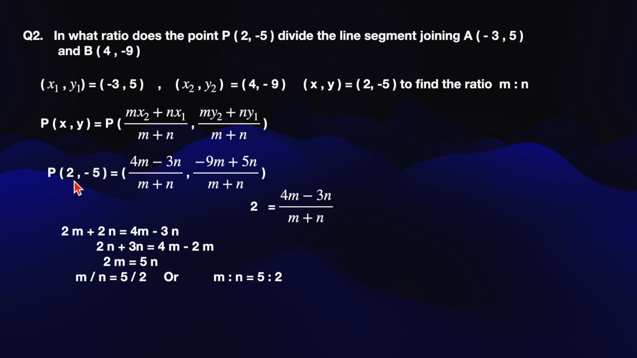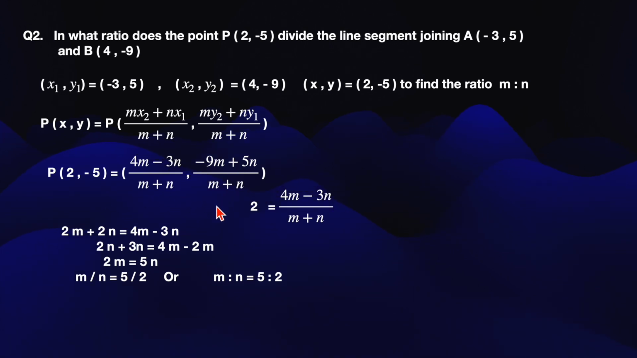So here write down the values of x and y. Here it is 2, and here -5. Then here m we have to find out, so leave it as it is. Write down x2, that is 4. Here x1, that is -3. Leave m and n as it is. Here also substitute y1 by 2 and write down this section formula.